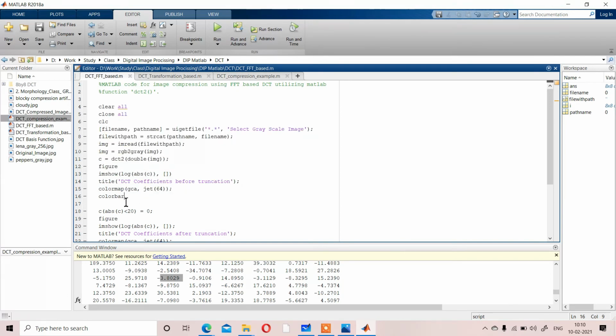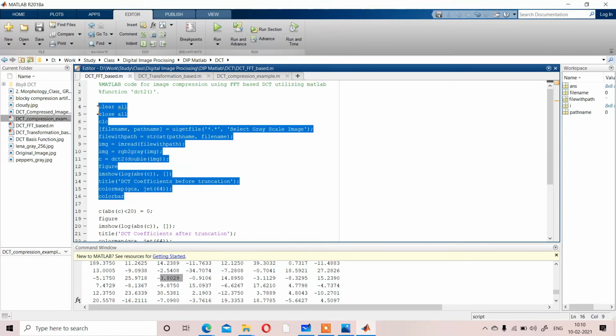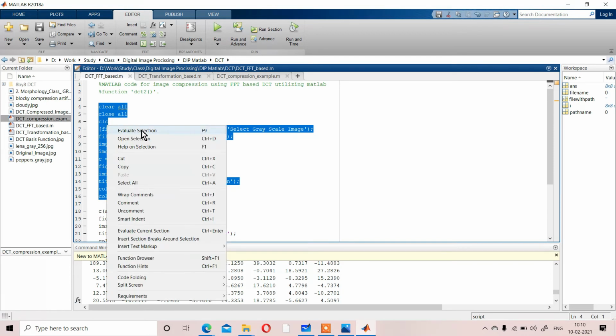And color map means we are displaying the color map format. You can check it from the net. It's simply a color map format. Gray map format is there, color map format. In that format we are displaying the image coefficient, DCT coefficient.